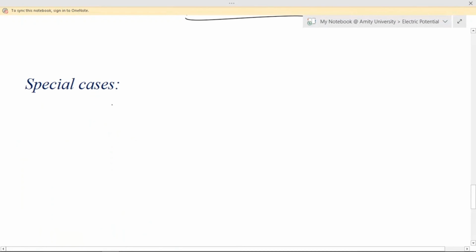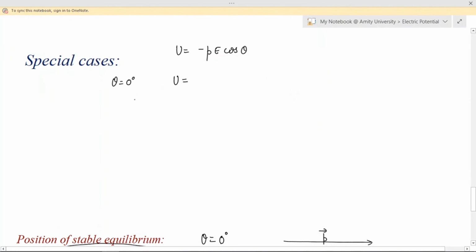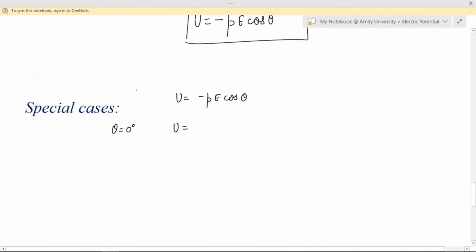Now let us consider some special cases. Theta is equal to 0 degree. Then what will be the potential energy? From the formula, potential energy is equal to minus PE cos theta. When we consider theta to be equal to 0, since cos 0 is 1, we take potential energy to be minus PE.